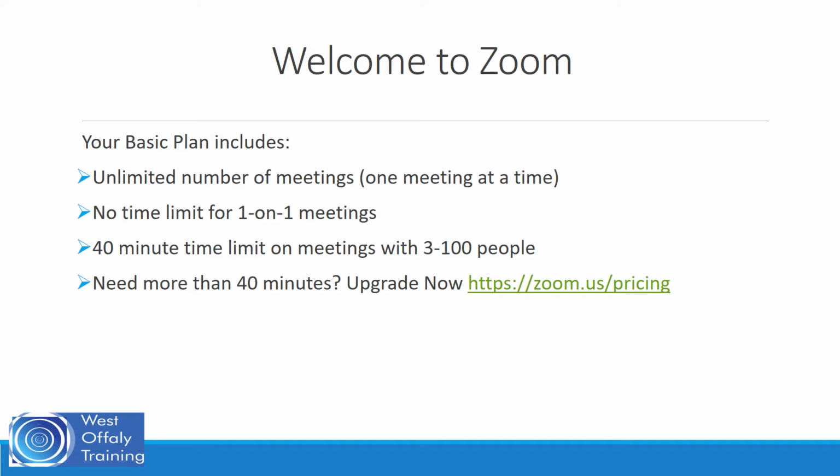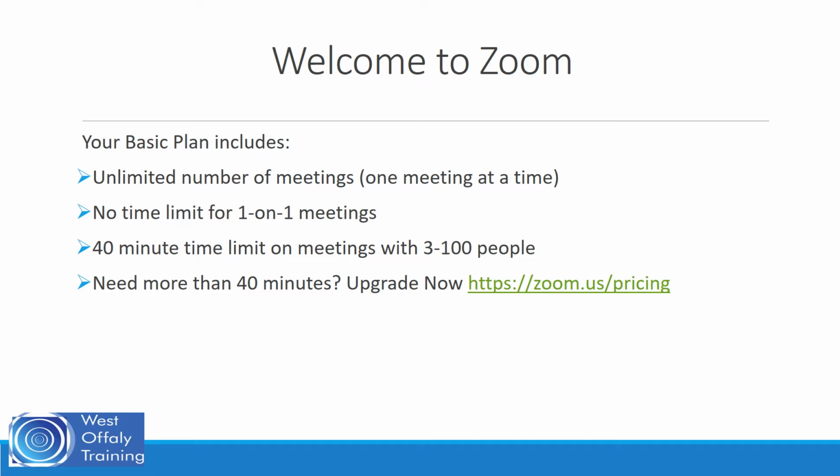So Zoom itself, then: the basic plan when you download Zoom and set up an account includes a limited number of meetings. So that's one meeting at a time. And there's no time limit on a one-to-one meeting. So again, when you're scheduling a meeting, and we'll be going through that in the presentation, you'll see that you can set a time, but again, it's unlimited. So no time limit at all in one-to-one meetings.